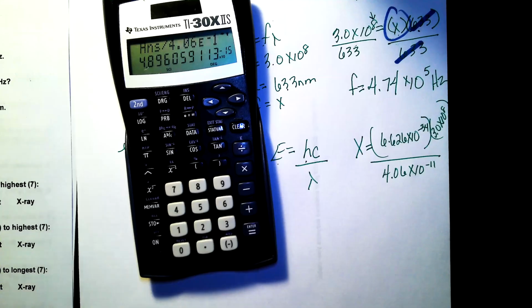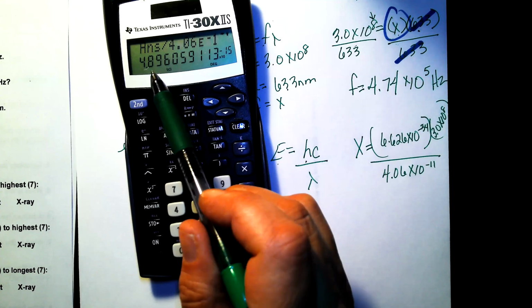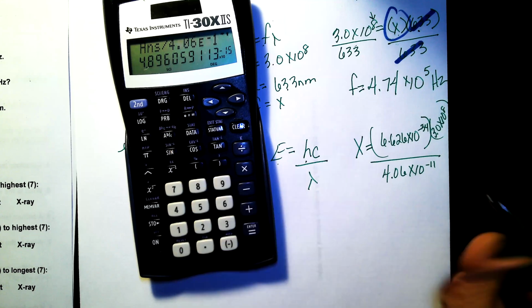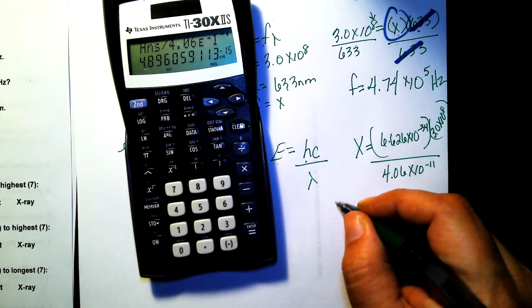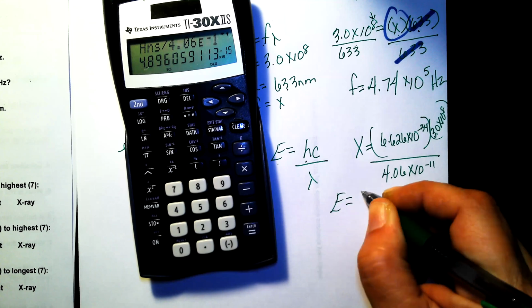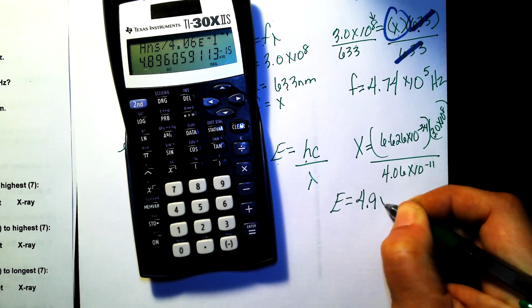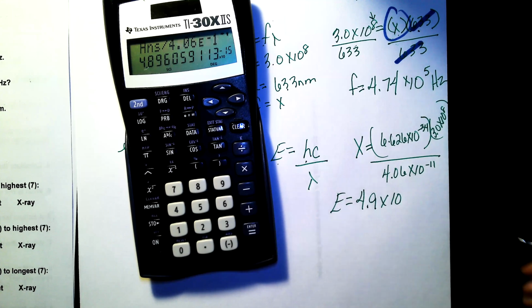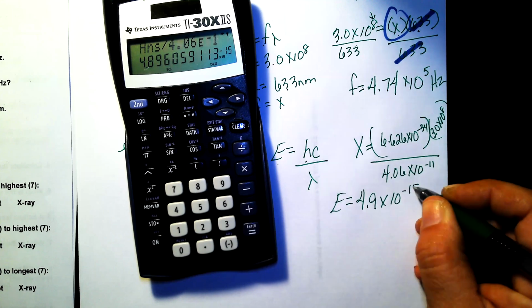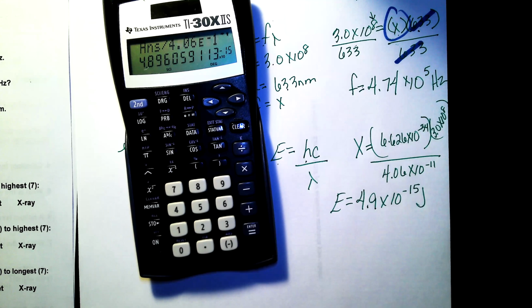All right. Again, we are rounding. So that 6 is going to push the 9 up, which is going to push the 8 up. So we'd end up with energy is equal to 4.9 times 10 to the negative 15, and the energy is measured in joules. All right. Those are our wavelength frequency problems there.